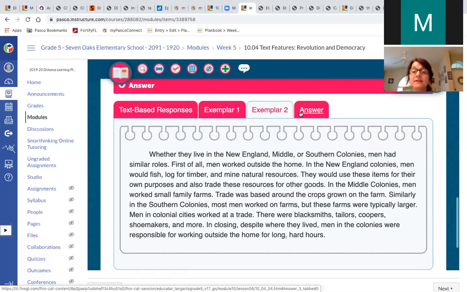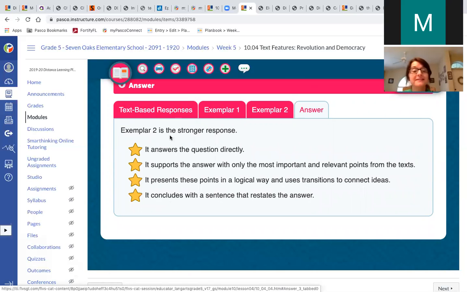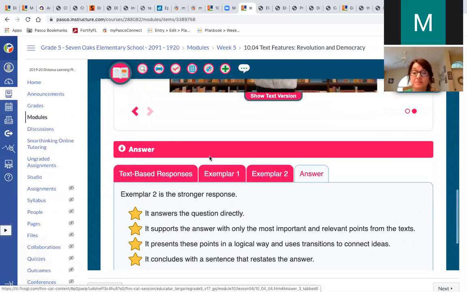All right. And then, of course, it's going to give you the answer that exemplar two was the stronger response because it clearly answered the question. It supports the answer with only the most important and relevant points from the text. It presents these points in a logical way and uses transitions to connect ideas. And it concludes with a sentence that restates the answer. We want to make sure that we are really focusing on that prompt, answering it directly, and restating that answer. So these are the important things to really consider to have a really strong response.